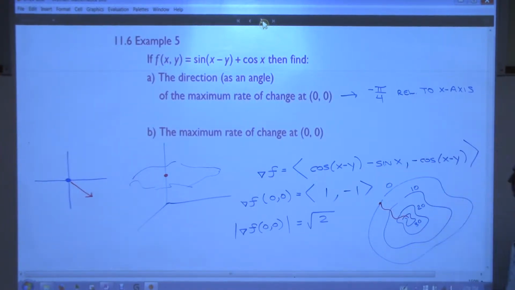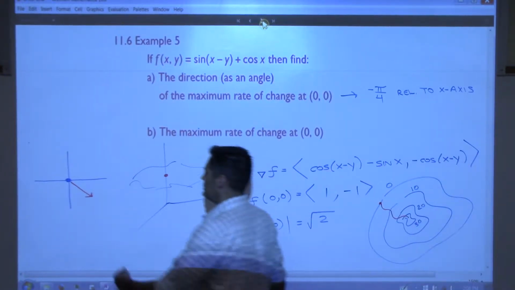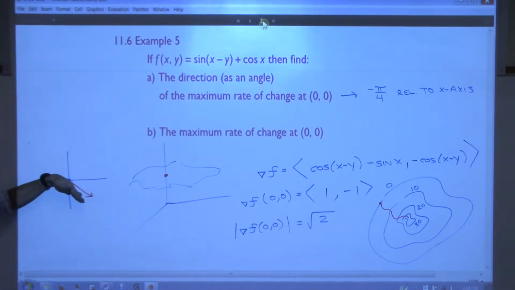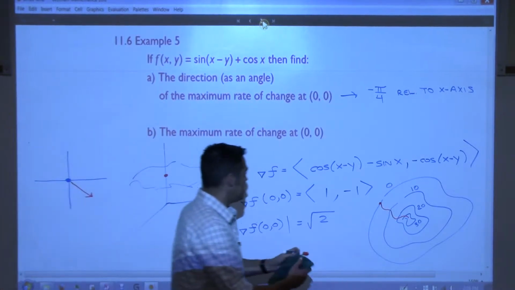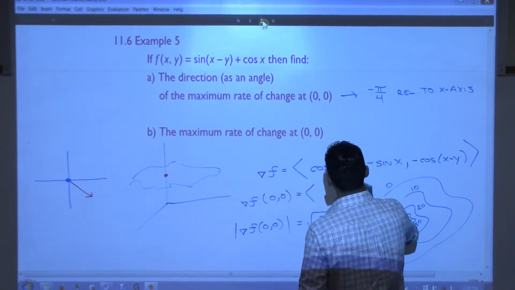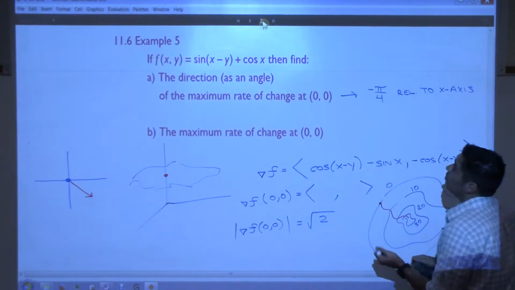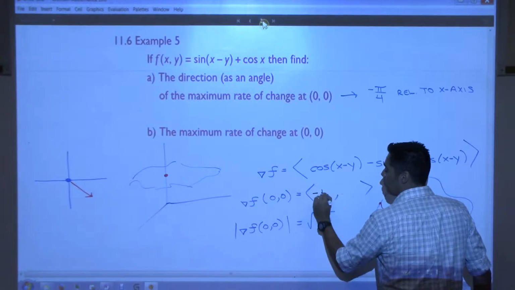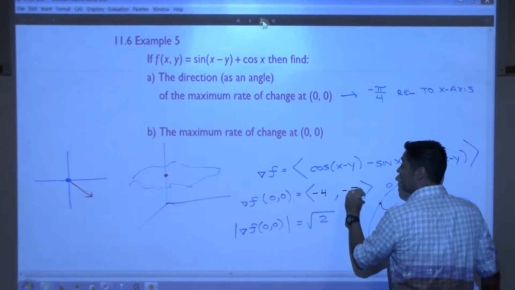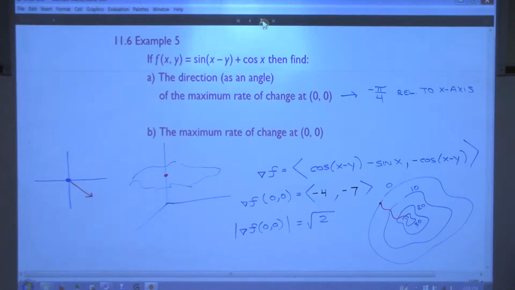Yes? Can you explain one more time how we've done that? I'm just looking at this angle right here, relative to the x-axis. This is 1, -1. This is that vector. Yeah, just using the fact that it's a 1, 1 triangle. So just for the sake of demonstration, let's say we got something like this. What if we got a gradient vector of -4, -7? What would the angle be?